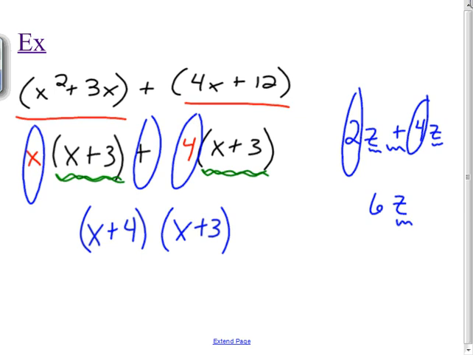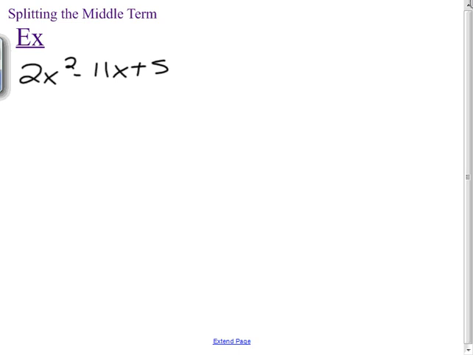So this is going to be our process as to where we're going to go with splitting the middle term. But this is factored. Factors are items attached simply by multiplication. So now we're going to split the middle term.